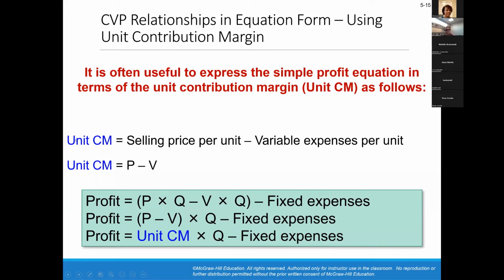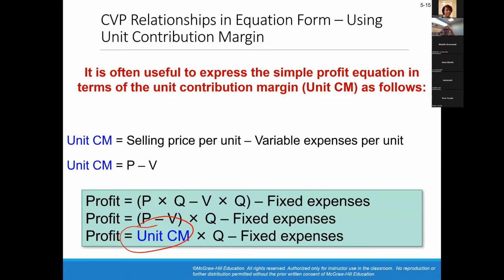So we have the unit contribution margin, which just equals selling price per unit less the variable expense per unit. So it's just P minus V. And then we multiply it by the quantity. So they're just saying you don't have to do the price times the quantity and then the variable times the quantity. You can take the price less the variable expense, which gives you your unit contribution margin.